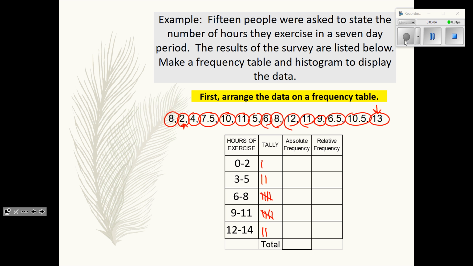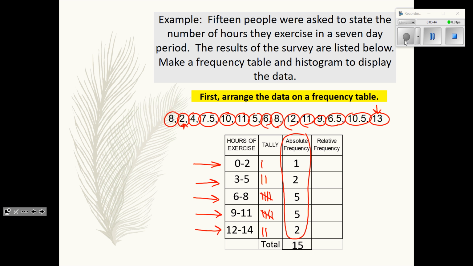Now that we've taken a tally, the absolute frequency is just the number for each tally. So for 0 to 2, there was 1 person who exercised from 0 to 2 hours. There were 2 people who exercised from 3 to 5 hours, 5 for 6 to 8, 5 for 9 to 11, and 2 for 12 to 14. And this total should be 15 because they told us that 15 people were asked to take the survey. So the absolute frequency is literally counting the tally marks and saying how many there are for each of our ranges.